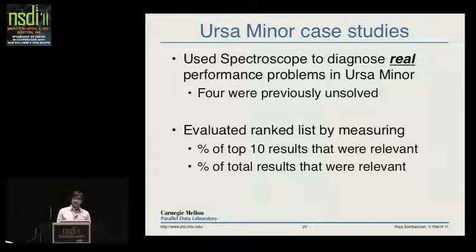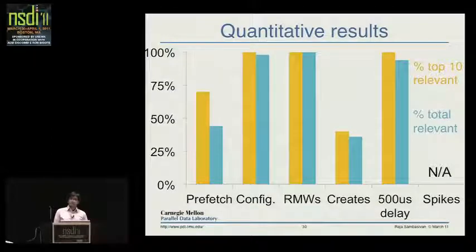First, the percentage of top 10 results that are relevant. This is important because developers will naturally investigate the highest ranked results first. It's kind of like searching on Google. Second, the percentage of total results that are relevant. This is an indication of the overall quality of Spectroscope's output. You see that our results were mostly good.